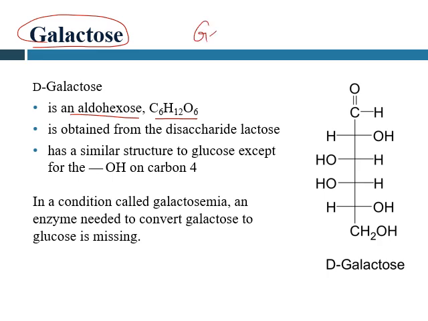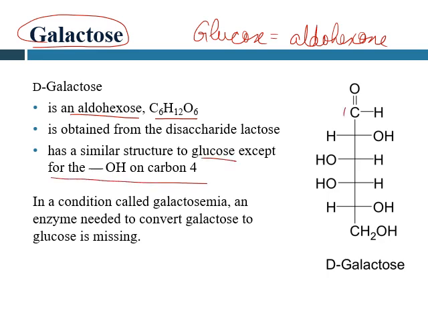If you look at glucose, glucose is also an aldohexose, which means it has the same kind of arrangement of atoms, right? But what is the difference here? It has a similar structure to glucose except for the OH on carbon number 4. So this is 1, 2, 3, 4. Carbon number 4, when OH is on the left side, it is galactose. When OH is on the right side, it is glucose. So that is the difference between them. So it's very important that you know where the OH is located in order to be able to recognize what type of sugar it is.